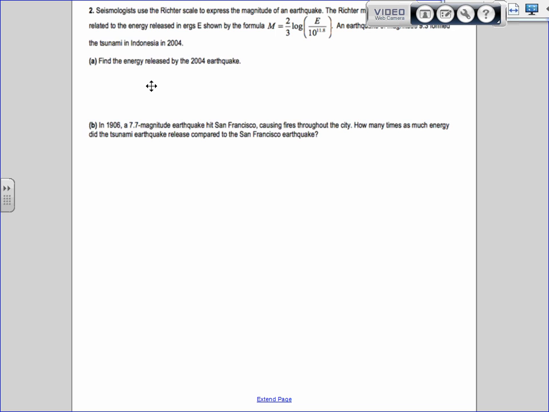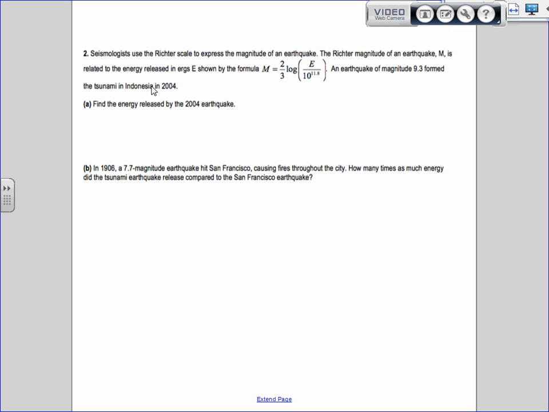All right. So we talked yesterday about how we use logarithms for anything that has a scale. So the Richter scale, the decibel scale, the pH scale. And we did the decibel and the pH yesterday, so we're going to do Richter scale today. It says seismologists use the Richter scale to express the magnitude of an earthquake. The Richter magnitude of an earthquake, M, is related to the energy released in ergs. Ergs is a weird unit. Shown by the formula M equals 2/3 log of E over 10 to the 11.8.